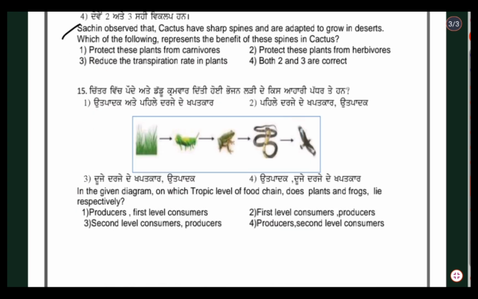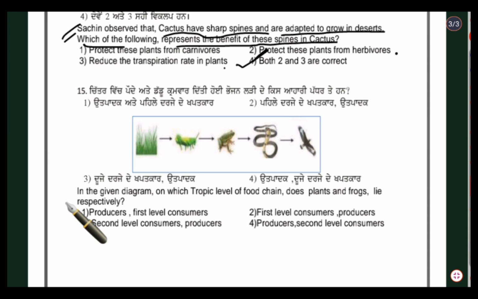So question number 14 is, Sachin observed that cactus have sharp spines and are adapted to grow in deserts. Which of the following represents the benefit of these spines in cactus? So the options are, protect these plants from carnivores, protect these plants from herbivores. Yes, this may be the right answer. Reduce the transpiration rate in plants. Yes, this is also right. So as 2 and 3 both are right answers, we can choose option number 4. So both 2 and 3 are correct.